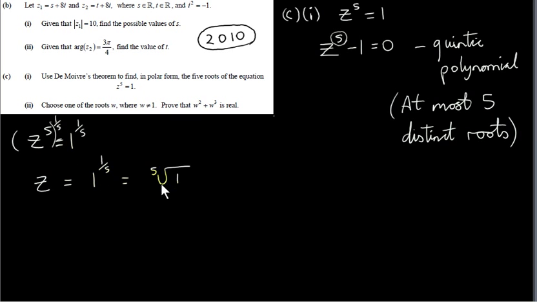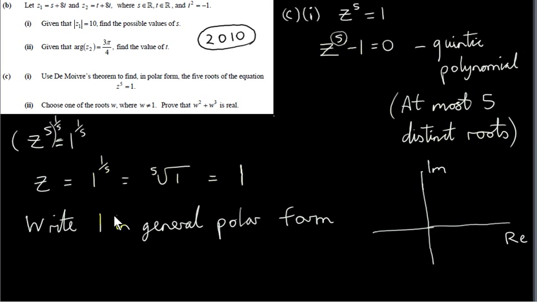Now, we know straight away, of course, that one value for the 5th root of 1 is 1. But we know from the fundamental theorem of algebra that there are at most 5 distinct roots, so we need to get other values for 1 to the power of 1/5. Now, to get those other values, we write 1 in general polar form.